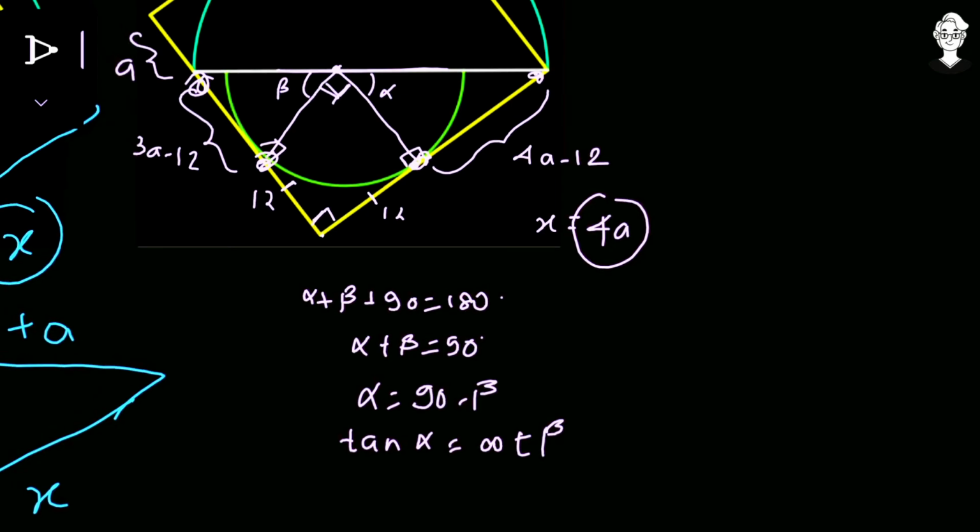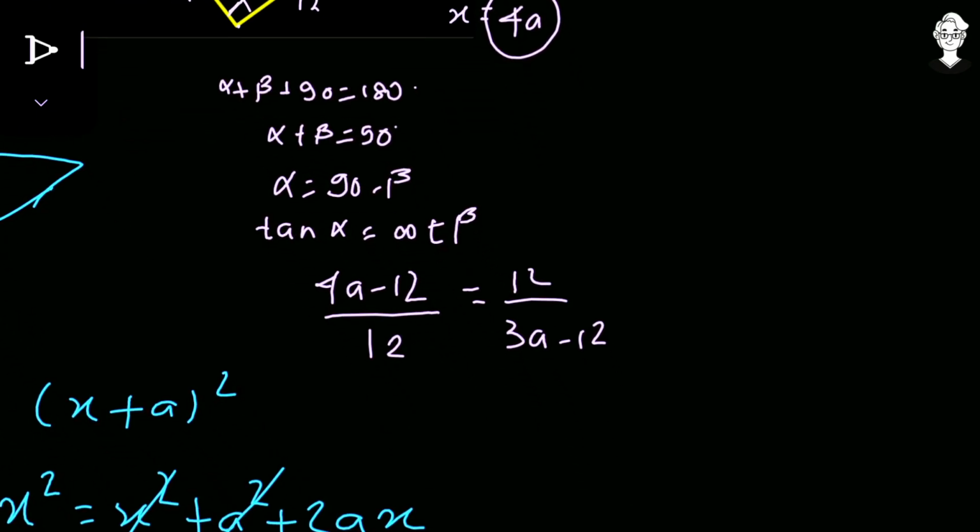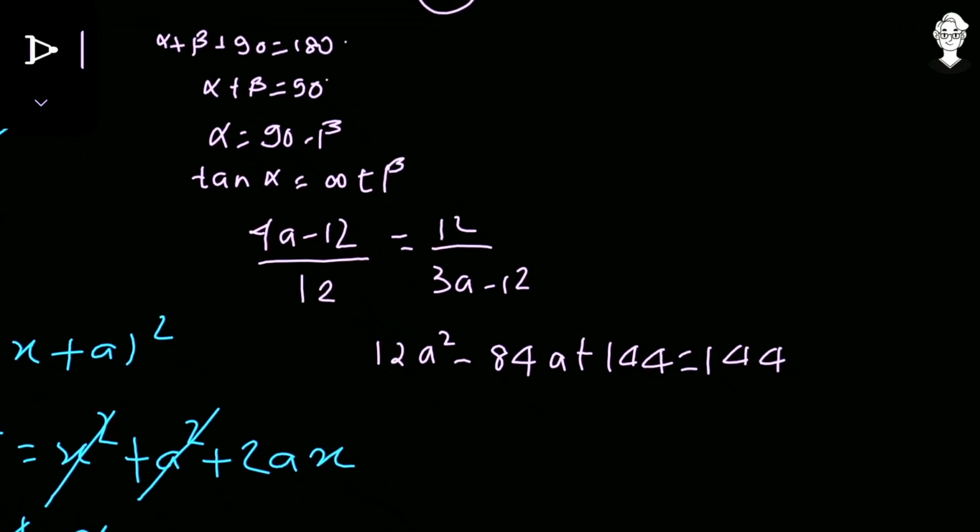Now we have the two right angle triangles, and we can clearly have their values very nicely. So the value of tan alpha according to this triangle is opposite, that is 4 times a minus 12, upon the base, that is 12, and that is equal to cot beta. So cot beta in this triangle, as these two triangles have 90 degrees, these are easy to find. Cot beta is base, so base is 12, over side, that is 3 times a minus 12. So cross multiplication over here, 12 times a square minus 84 times a, plus 144 is equal to 144. Cross multiplication and a little simplification of additions.